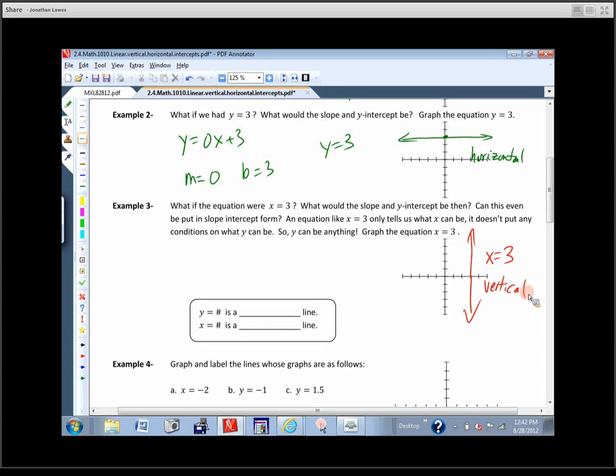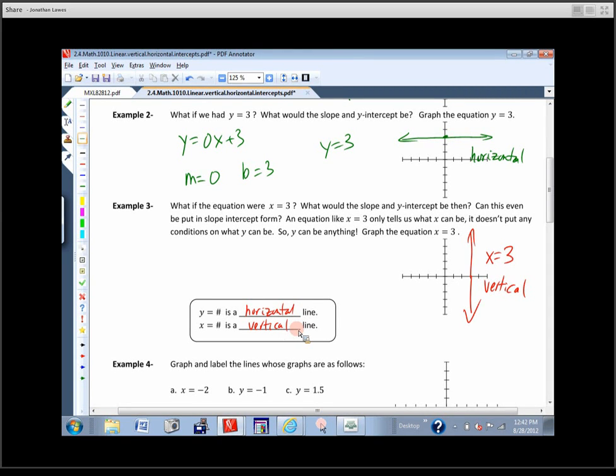Now, these are two lines that people forget a lot, and they get them confused. So please make sure you get this figured out and get this memorized. If you see y equals a number, then it is which type of line? Horizontal. If you see x equals a number, it is a vertical line. Okay? So make sure you keep those straight.